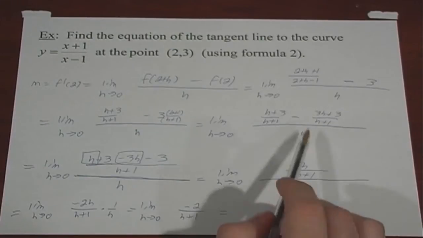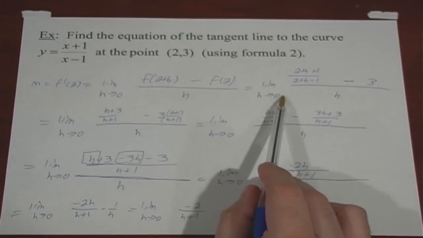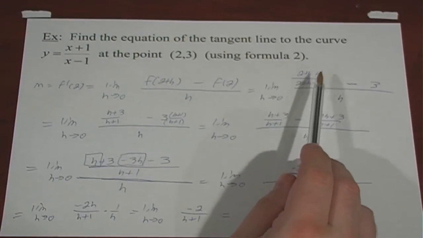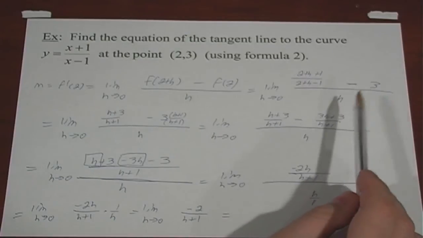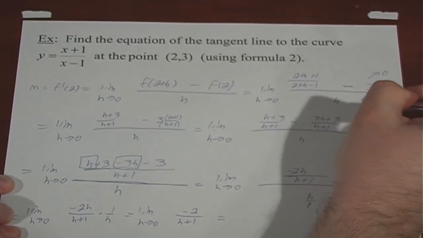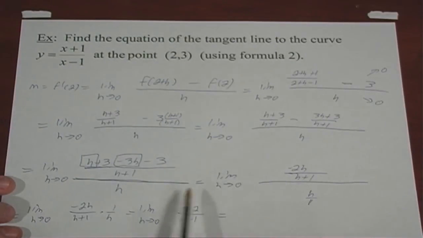Up here, when we first started, if you tried to plug in 0, you get division by 0. You get 0 in the denominator. If you plugged in 0 up there, you would get 3 minus 3 after you plug it all in. So you get 0 on top and bottom. So this is a 0 over 0 type problem. That's why I did all this algebra. But after I did all the algebra, the h canceled.